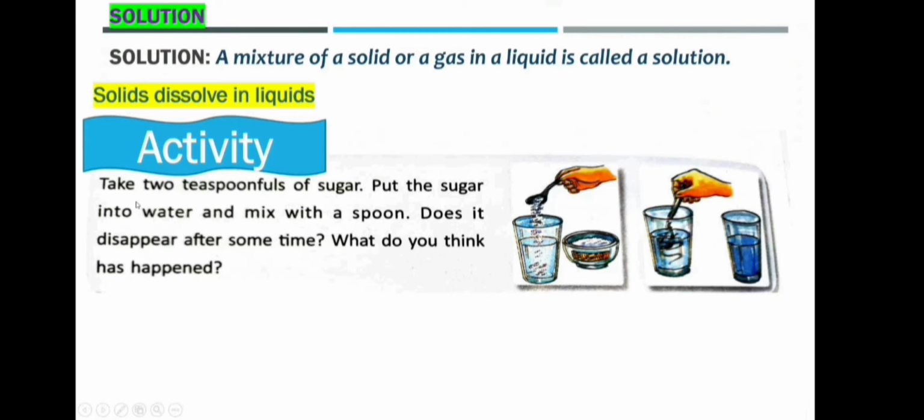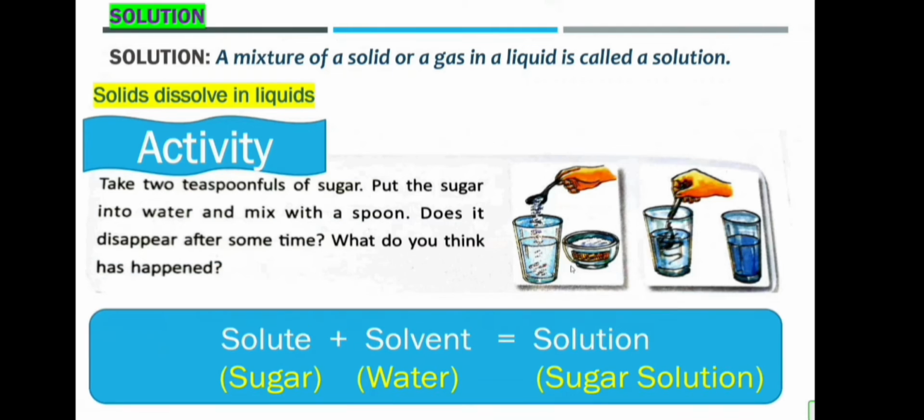Let's perform one activity for the same. Take 2 tablespoons of sugar and put the sugar into water and mix it. Does it disappear after some time? What do you think has happened? Sugar dissolves in water after stirring, and here sugar is said to be soluble in water.